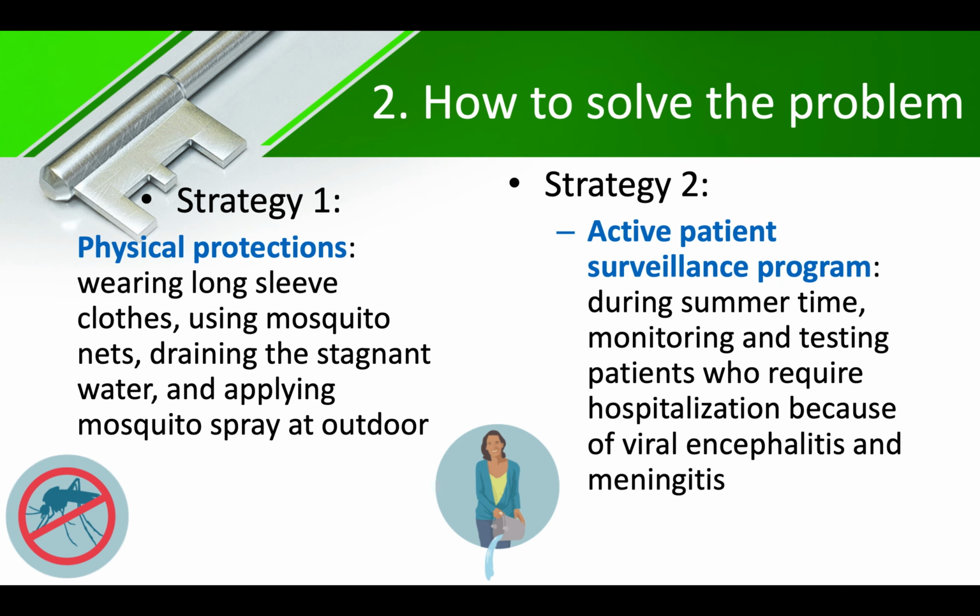Two strategies are commonly used during the outbreak of West Nile virus. The first one is adopting physical protection approaches. The second one is using active patient surveillance program. The first strategy, physical protection.